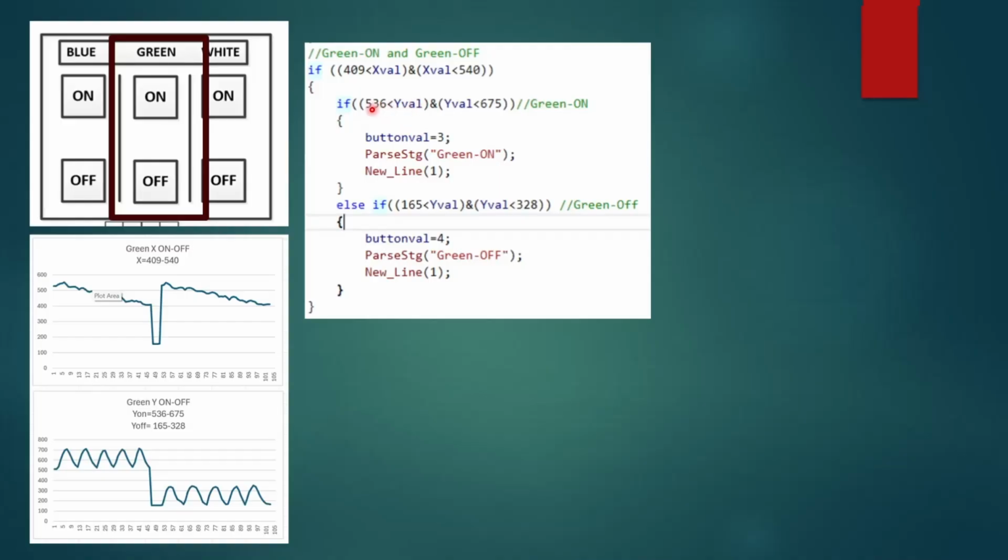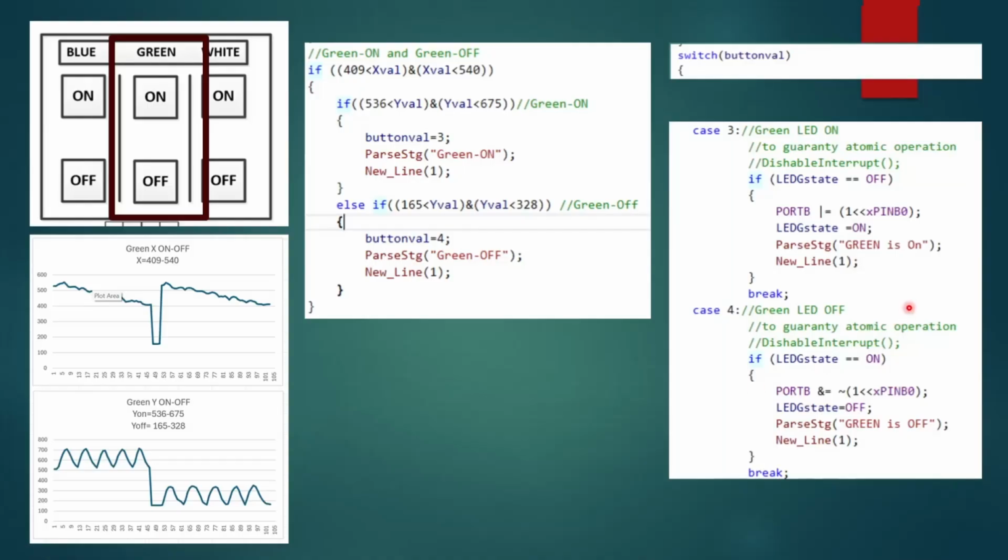So the next thing I have to figure out is I need to evaluate the on, which is greater than 536 and less than 679, in which case I'm on, and I'm going to set the button value to 3. Or I have to evaluate these two numbers that come from these parameters, in which case I'm going to set the value to 4.